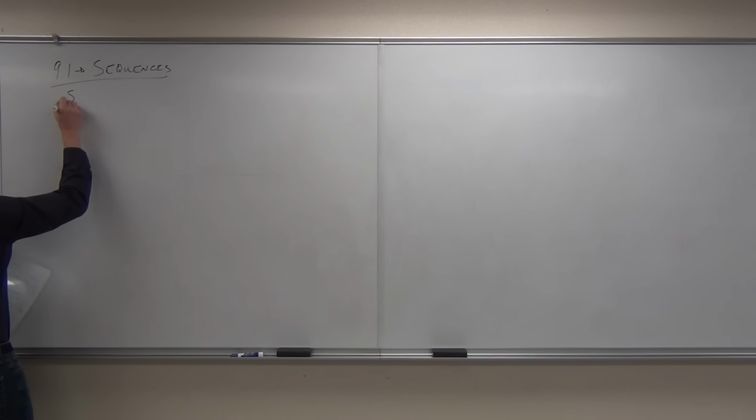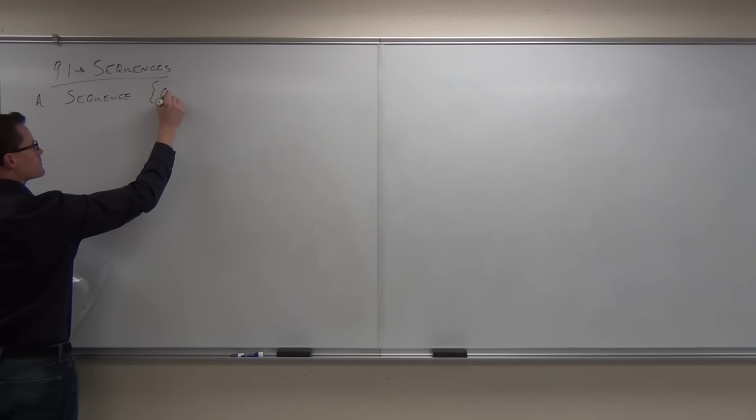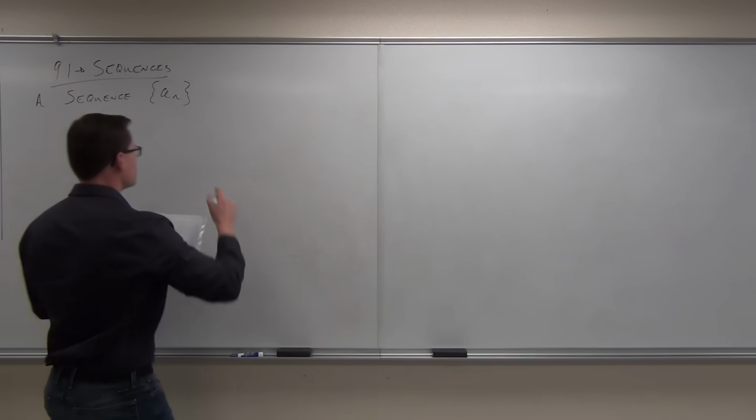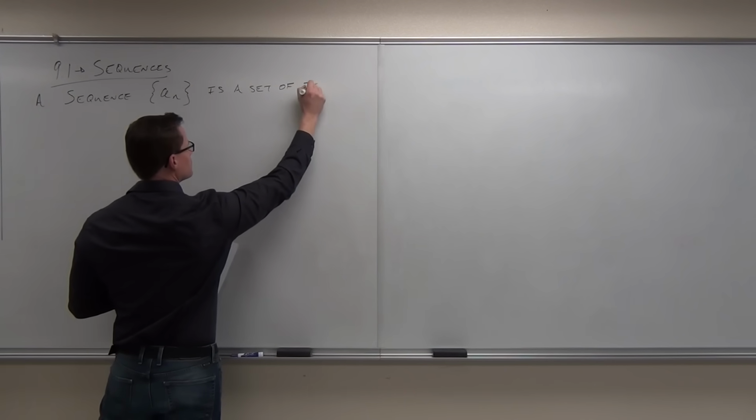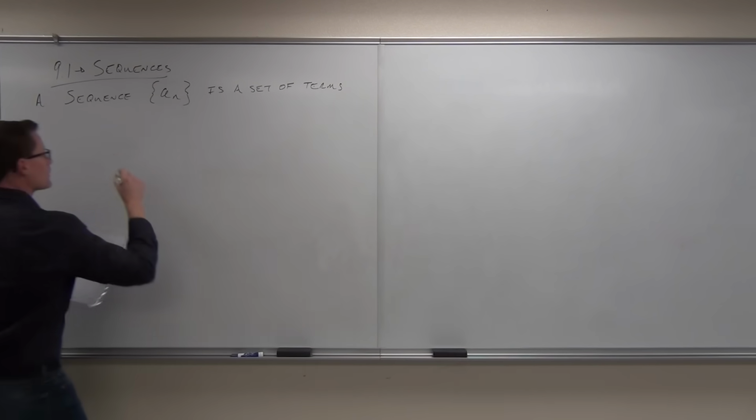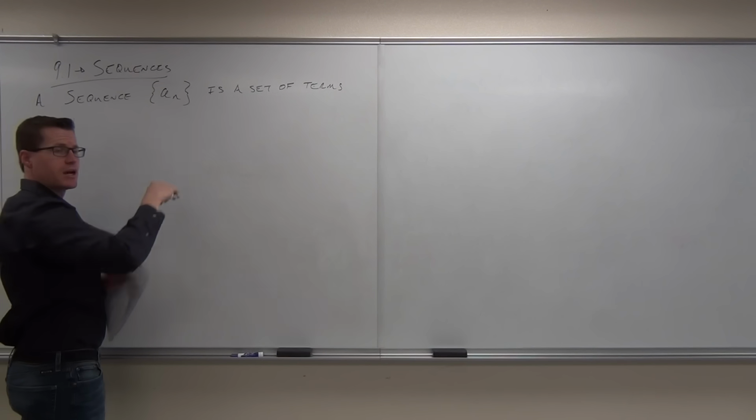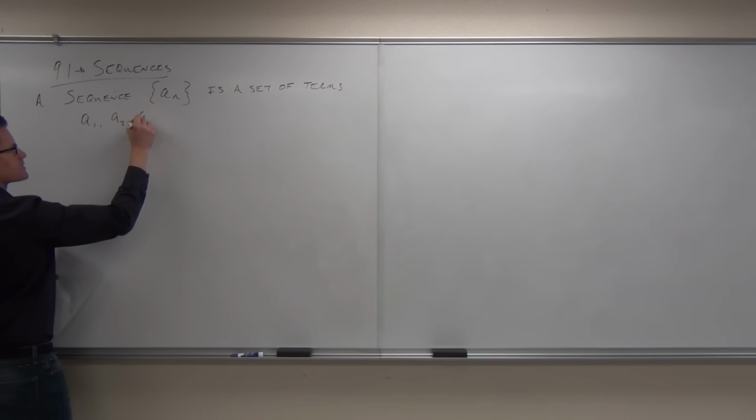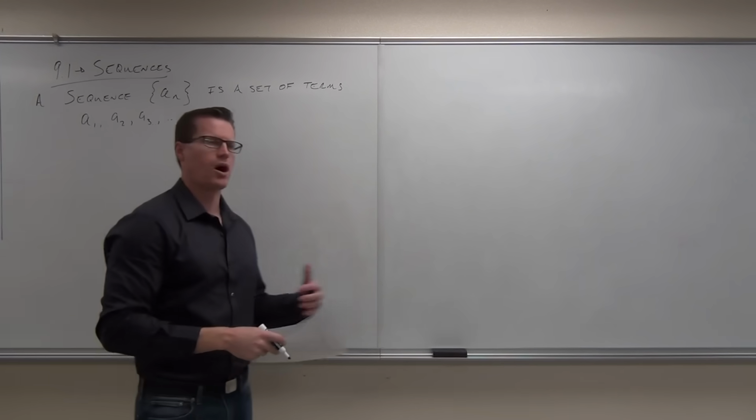So a sequence, typically denoted like this, A sub n, is a set of terms, and the set of terms is based on, well, whatever this sequence is given to you as. It's typically going to be first term, second term, third term, and we denote those as A sub 1, A sub 2, A sub 3, all the way until we get A sub n, wherever we start. N is always going to be a positive integer for us.